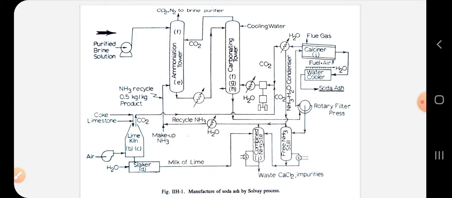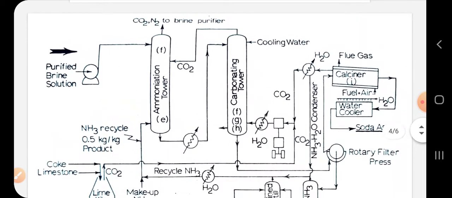Then the purified brine, that is free from hard salts, is pumped into the ammonia absorption tower. From top left, purified brine solution is entering the pump, and it is being pumped into the ammonia absorber tower. Here it dissolves the NH3, and this is an exothermic reaction, so heat is also liberated, and some amount of carbon dioxide dissolves in this tower. Now ammoniated partially carbonated brine is cooled to 30 degrees Celsius and then pumped to the carbonating tower.